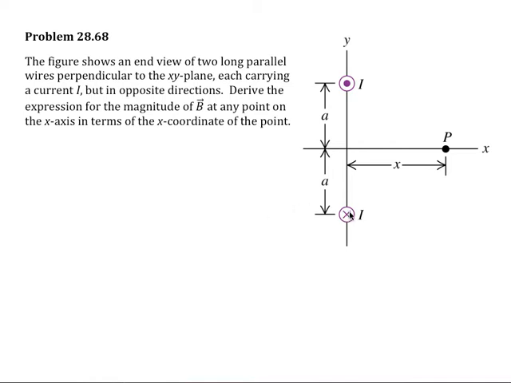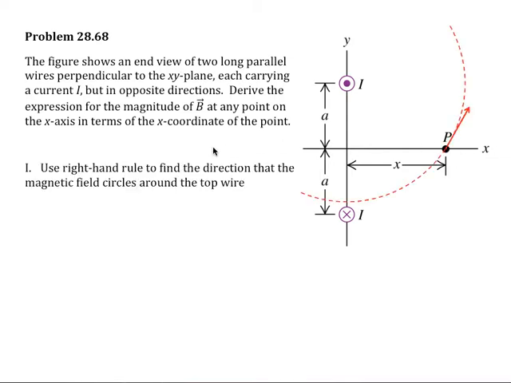Each of these currents produces a magnetic field at point P. We want the total magnetic field, so we want to find out what each of them is, sum them, and find the total magnetic field at point P. Since P is a distance x away from the origin, we just call that distance x, and we'll be able to plug in any x that we want.